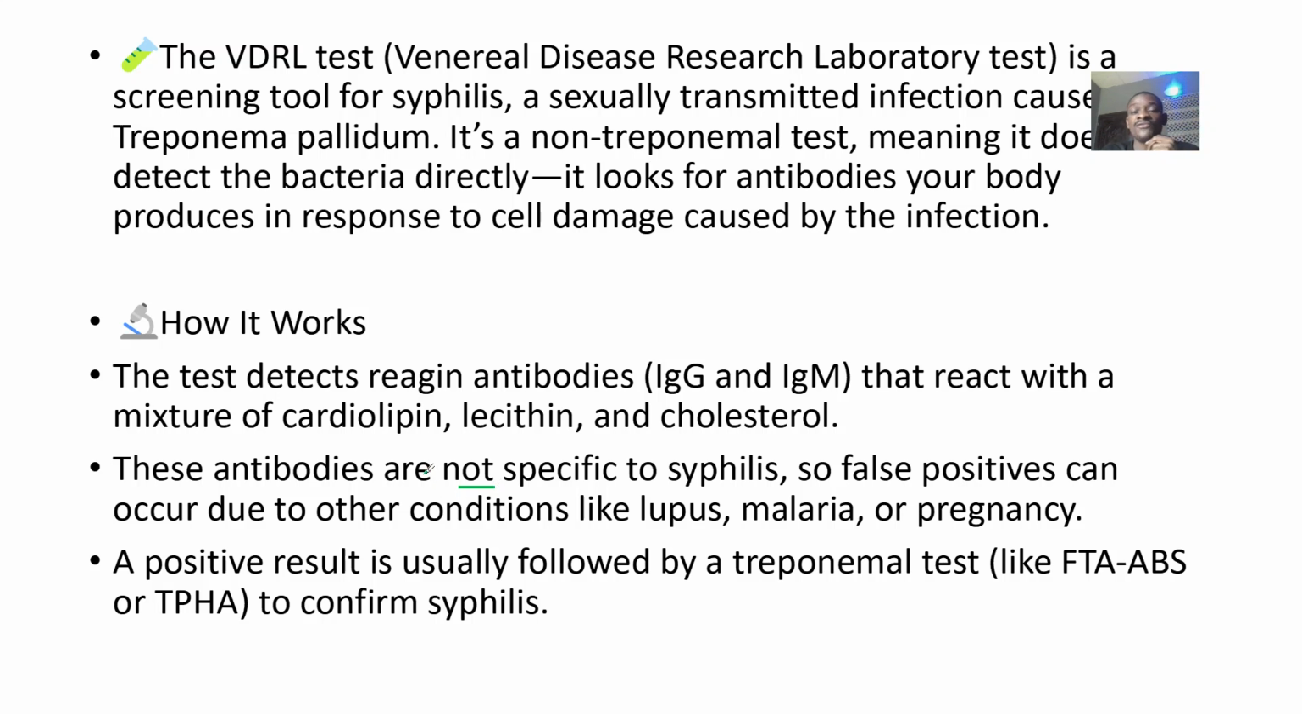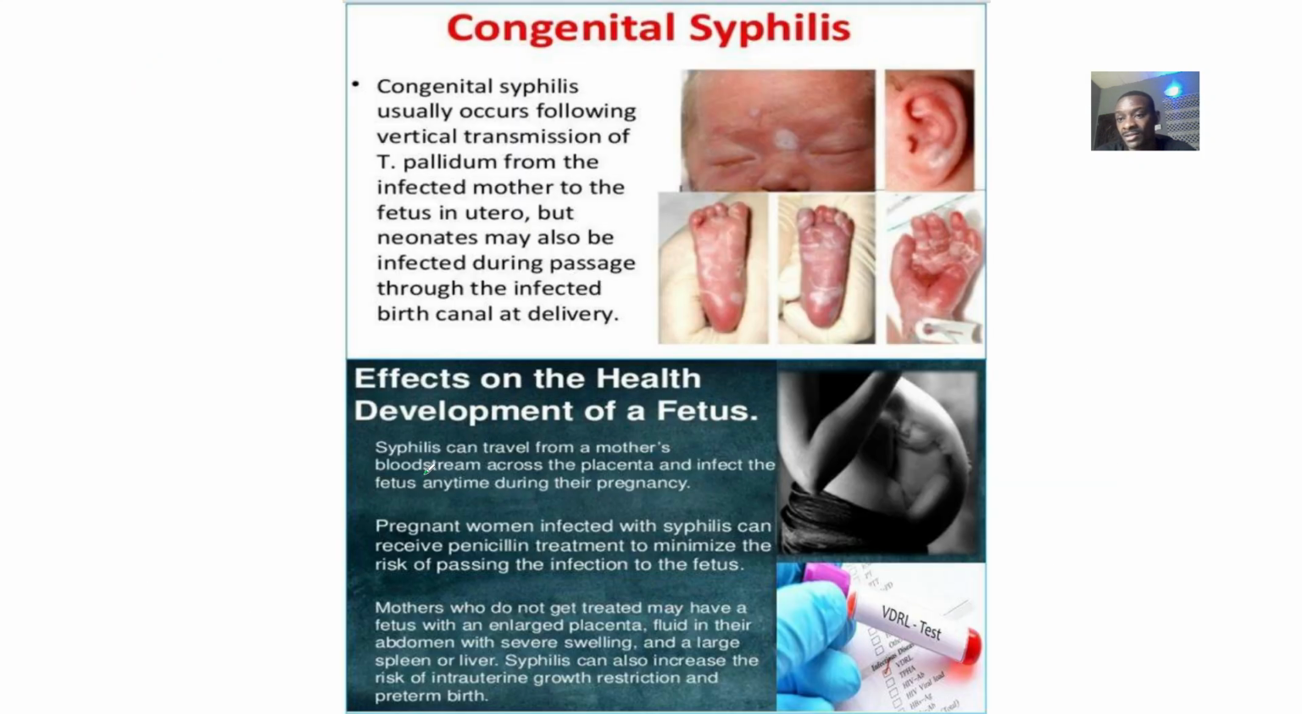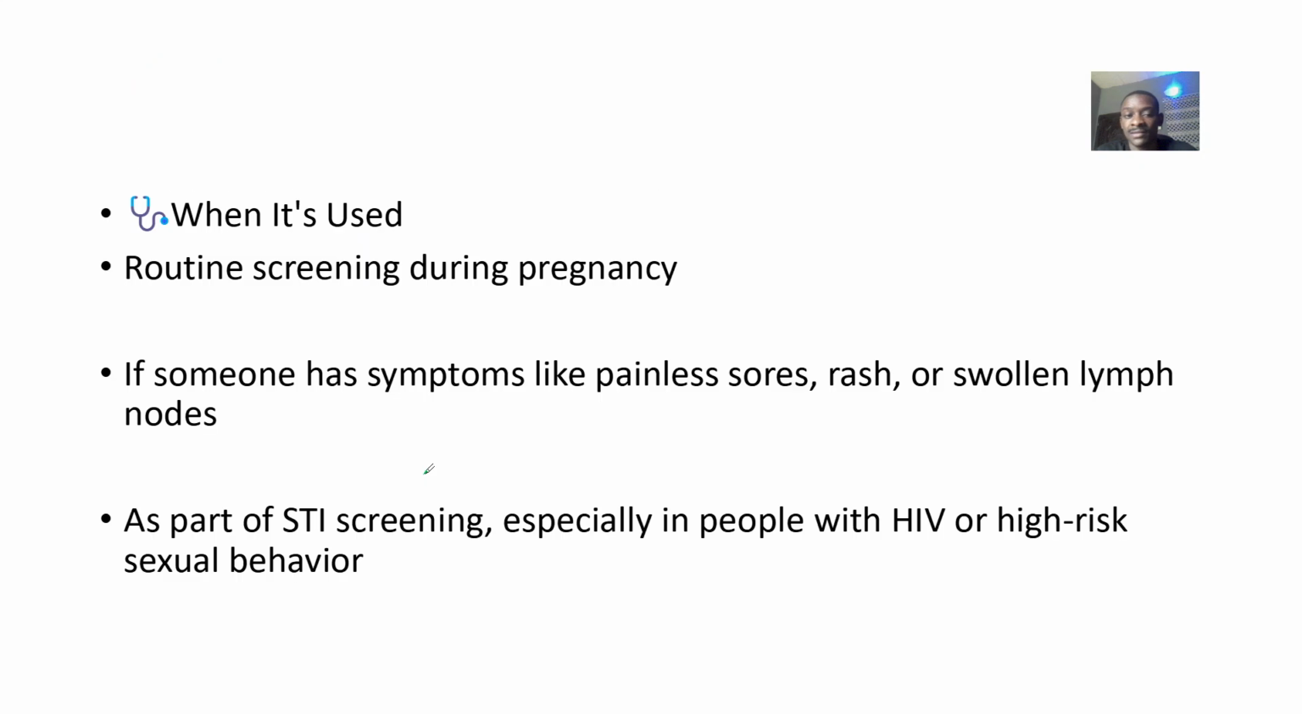But one thing is, if you do a VDRL test and it's positive, you can now still go on to do other tests that are basically what? Specific to the disease condition you want. So a positive result is usually followed by a treponemal test. That's a definitive test. That's a test that is basically aimed at that.